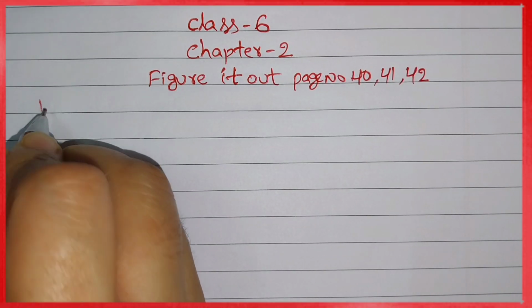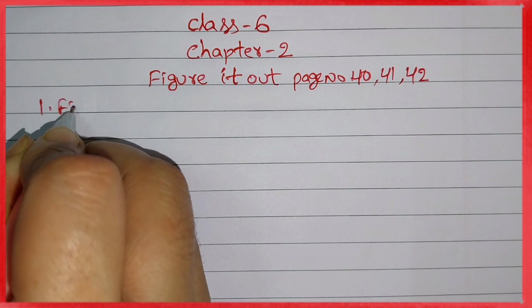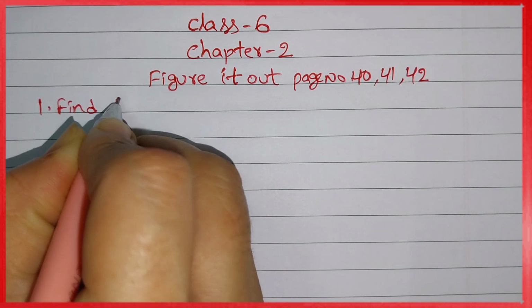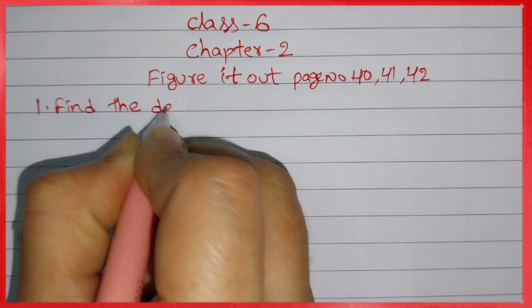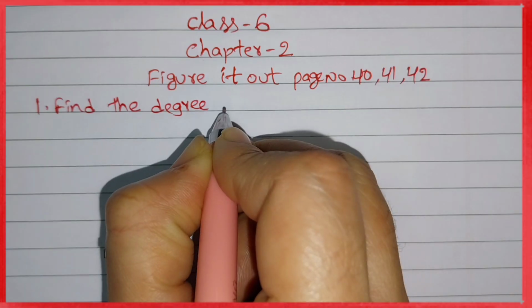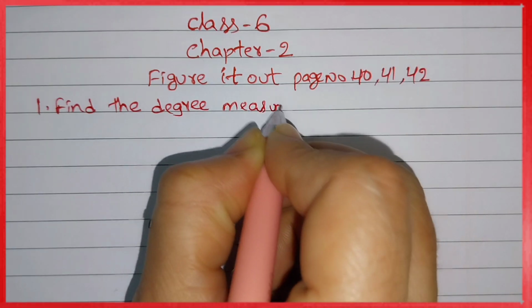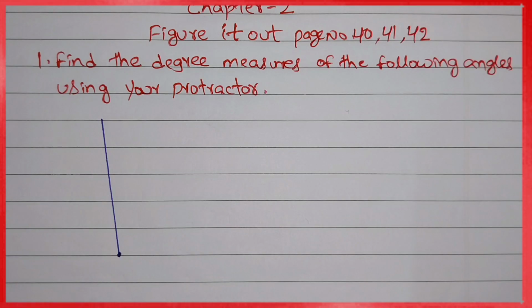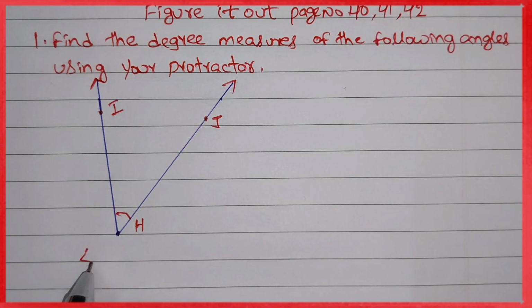In this video we are going to learn how to measure angles with a protractor. Class 6, chapter 2, Figure It Out, page numbers 40, 41, 42. Let's start. The first question is: find the measures of the following angles using your protractor.